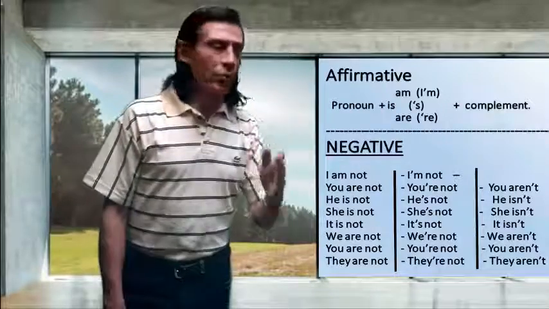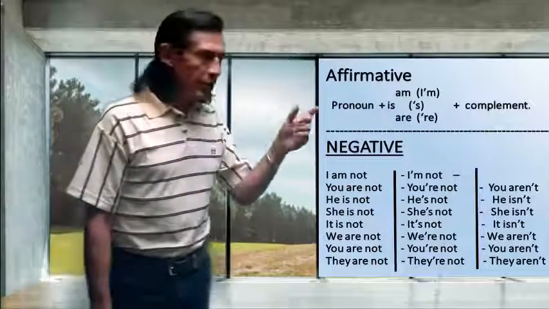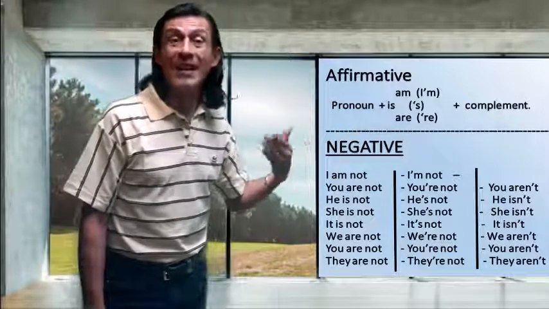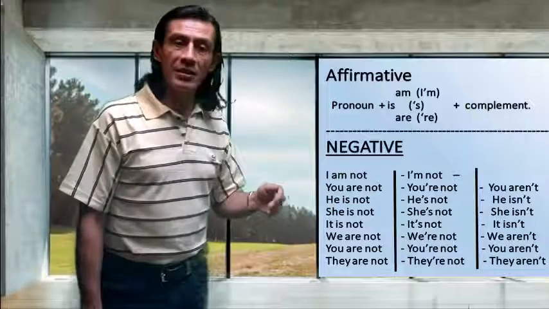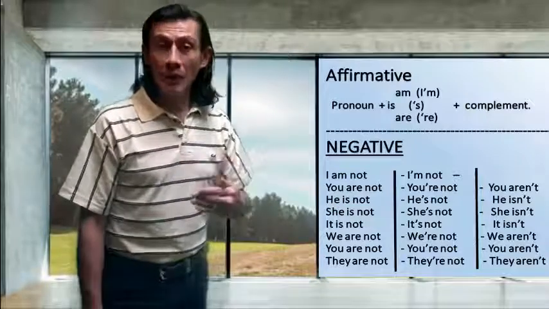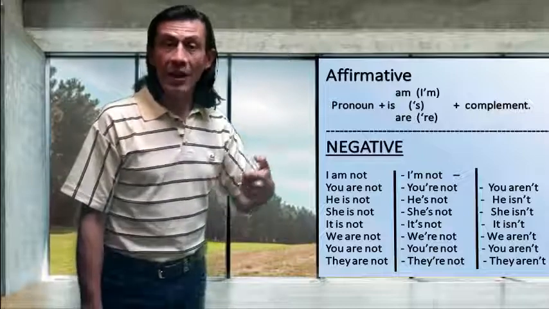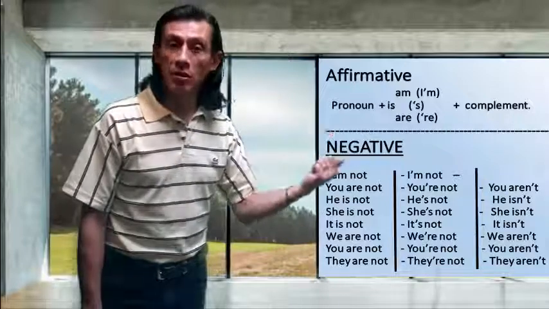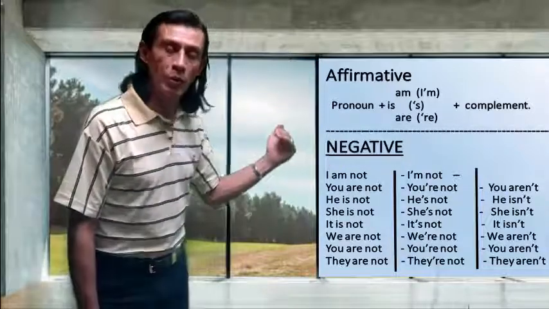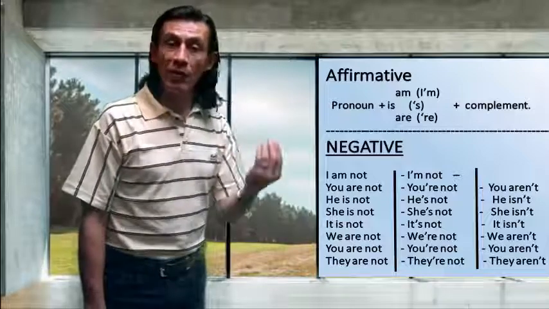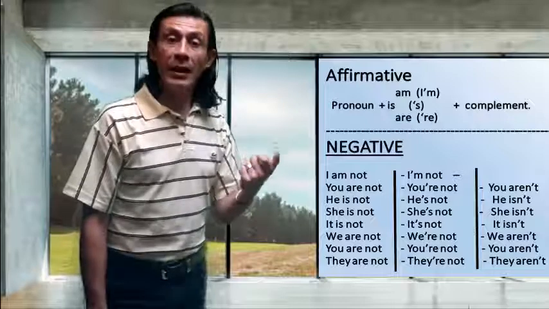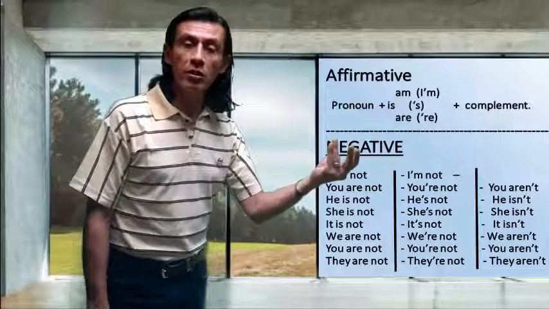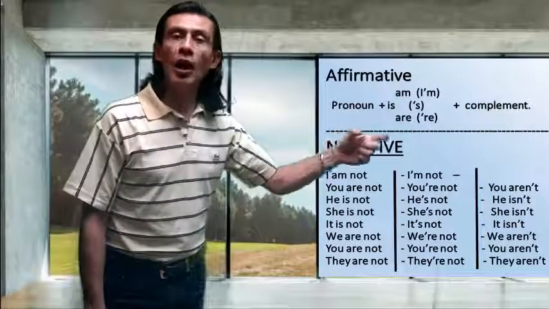Okay? Now the negative way, it is only adding the word not to the expression because it's going to be a negative expression. In this case, I will say, I am, affirmative, negative, I am not. And there is one contraction to follow, I'm not. Alright? The second person would be you, affirmative, you are, negative, you are not, or you're not, or you aren't.